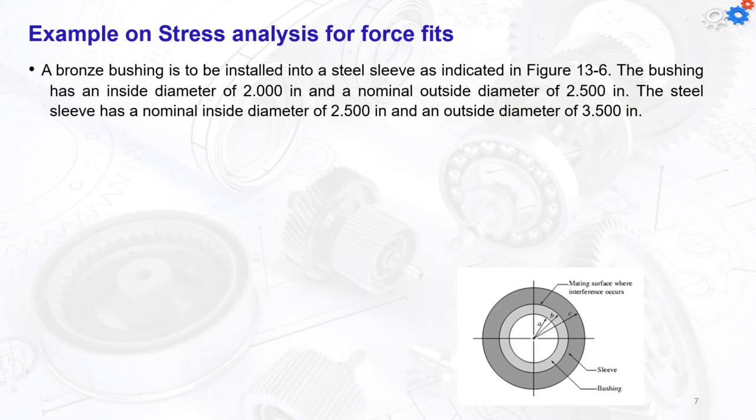Short example on that, we have a bronze bushing that is going to be installed into a steel sleeve. So we have two different materials here, as indicated in figure 13.6. The bushing has an inside diameter of 2 inches and a nominal outside diameter of 2.5 inches. The steel sleeve has a nominal inside diameter of 2.5 inches and an outside diameter of 3.5 inches.